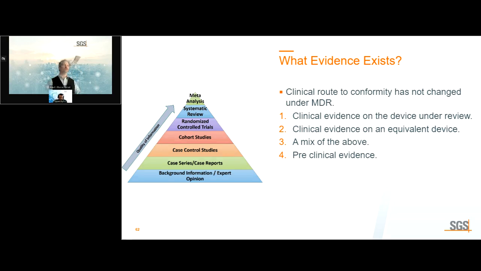So what kind of evidence can you use? Nothing's changed since moving into MDR. There's still 4 routes. Clinical evidence for the device under review, clinical evidence for an equivalent, a mix of those two, or preclinical evidence, which we kind of already nixed. That's the 6110, super rare.